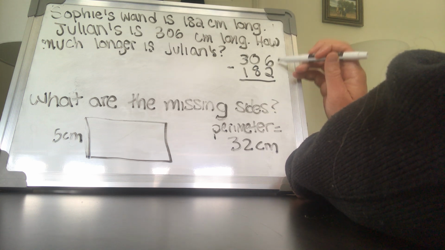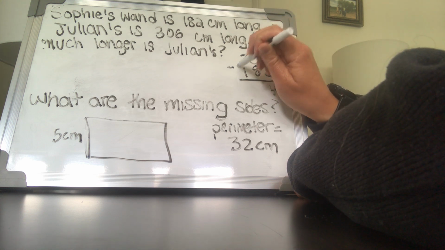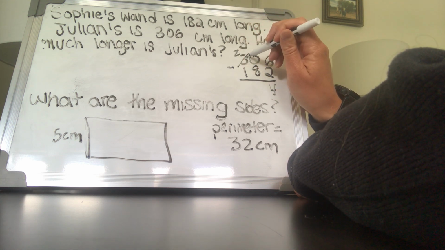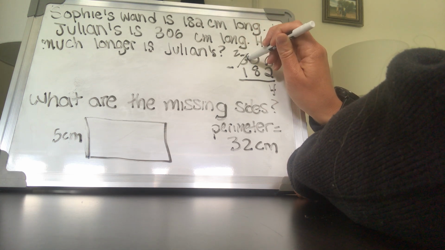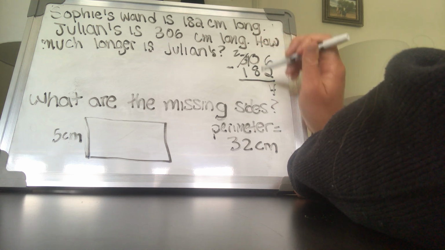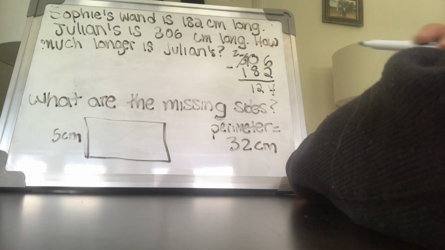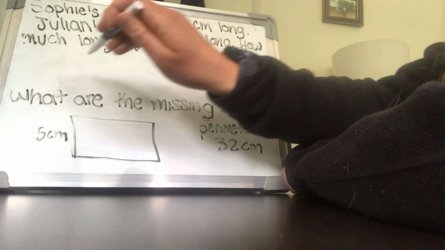6 minus 2 is 4. 0 minus 8, can't do that. Go next door and get 100 more. Now I have 2 hundreds and 10 tens. 10 minus 8 is 2. 2 minus 1 is 1. My answer is 124.